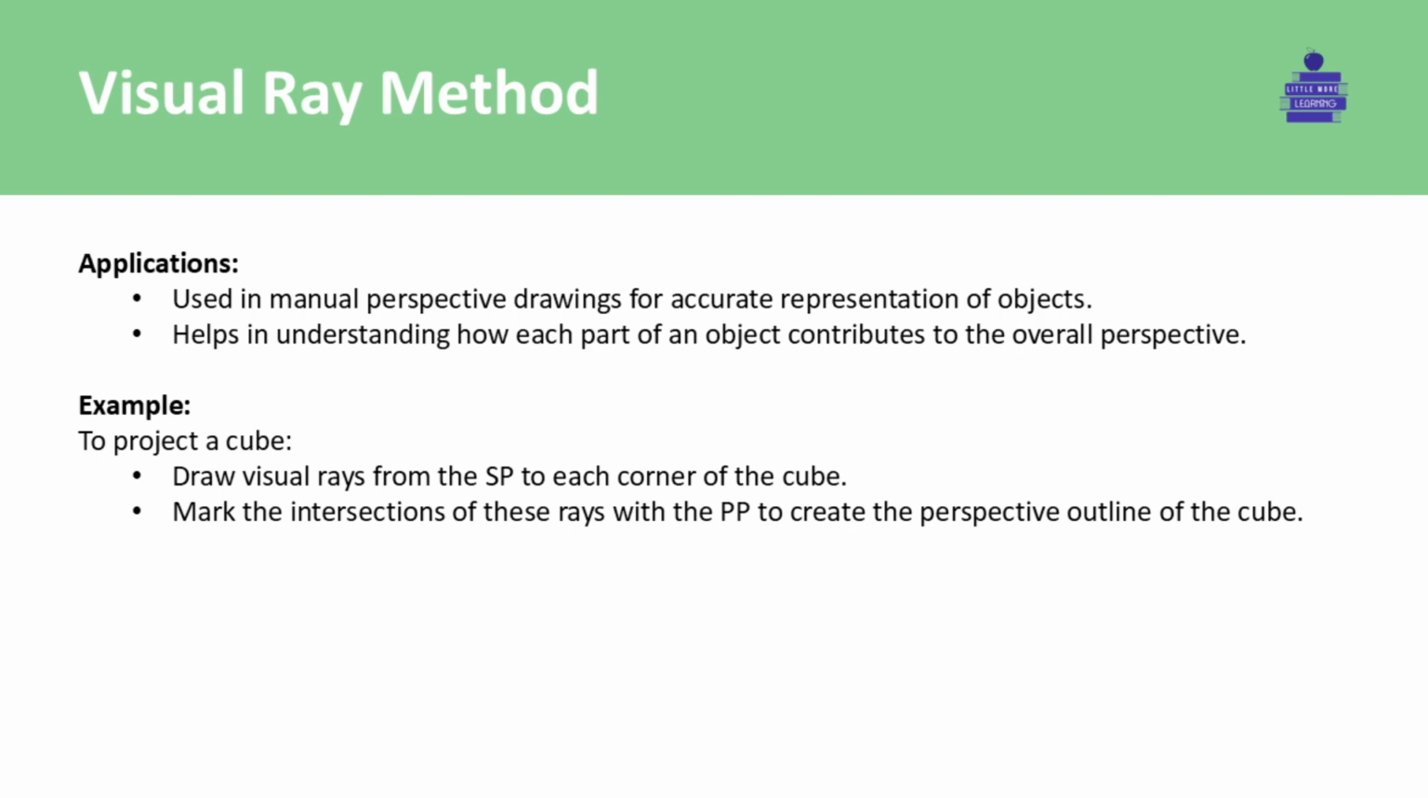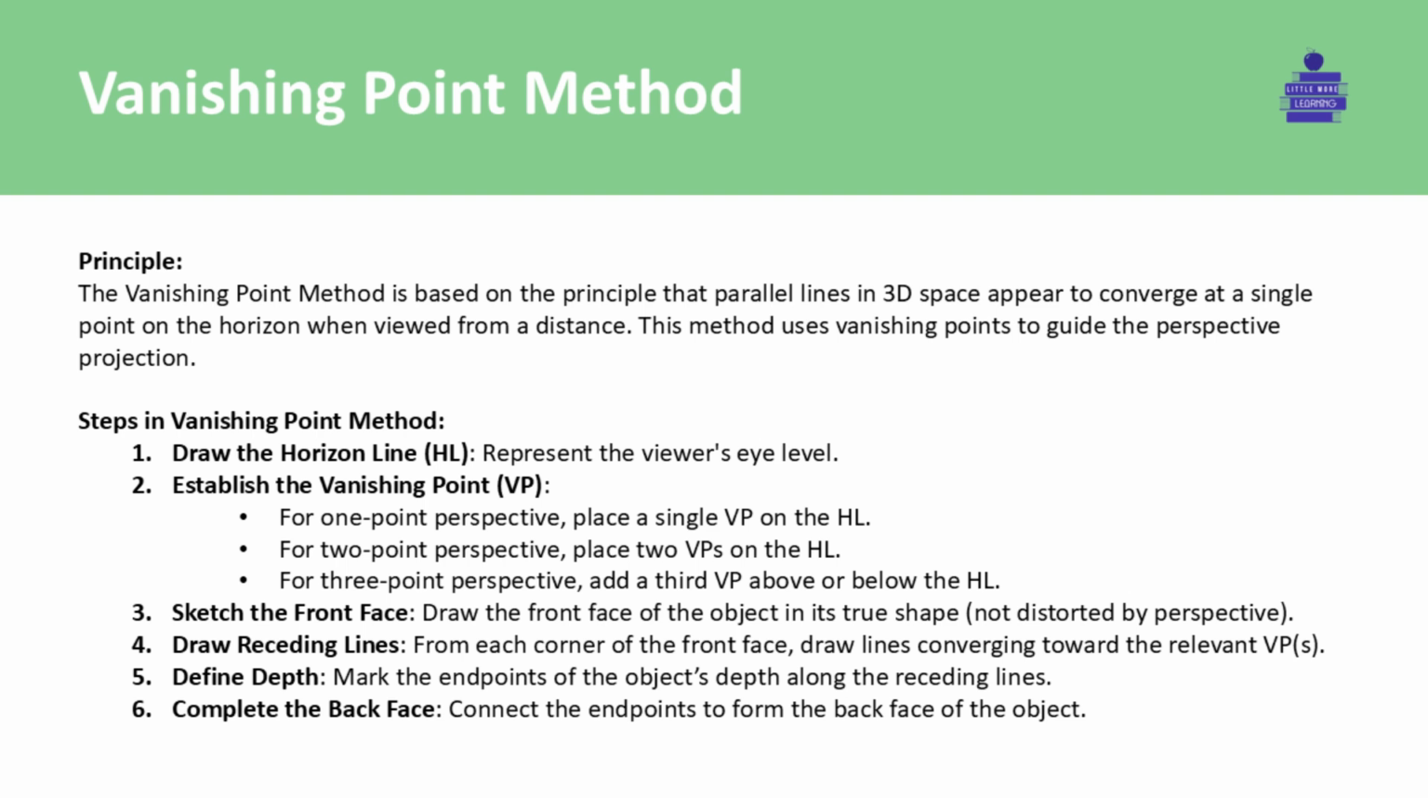Imagine projecting a transparent cube from your station point. You draw visual rays to each corner, creating points on your picture plane that form the perspective drawing. This method helps us understand the relationship between what we see and how we represent it, making it especially useful for teaching perspective drawing by demonstrating why objects appear the way they do. Let's shift our focus to another fundamental approach, the vanishing point method.